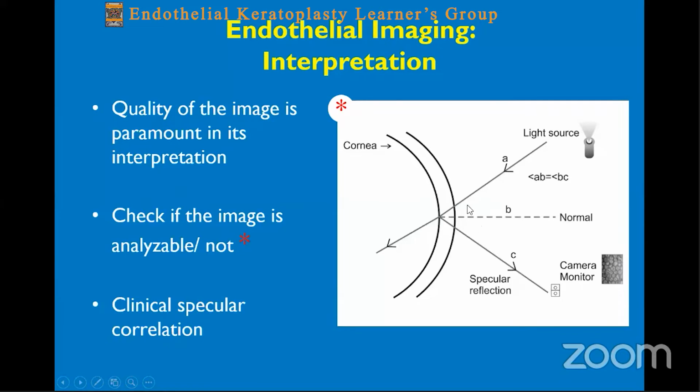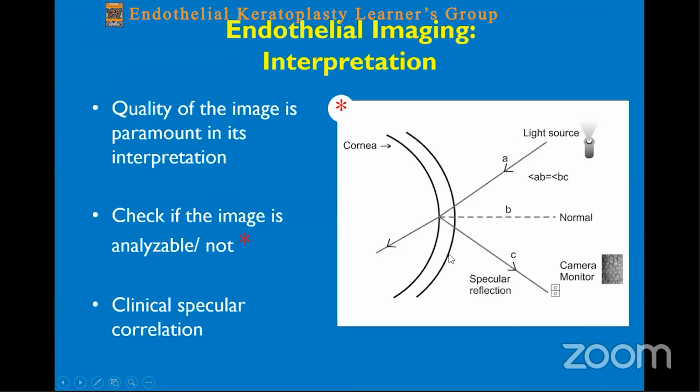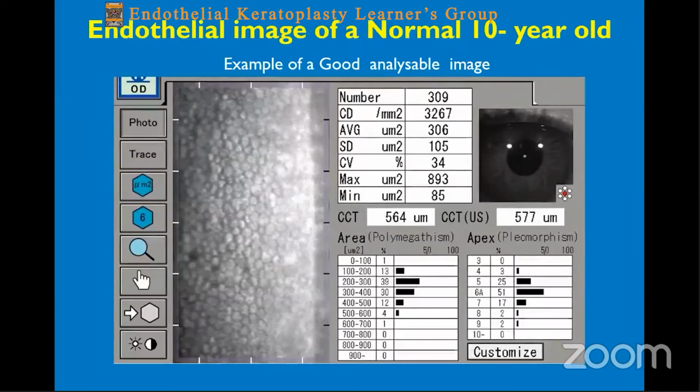Now, if there's anything in front of the endothelial layer, like the precorneal tear film, or edema in the stroma, or a haze on the precorneal tear film, all these things will affect the acquisition of the imaging, as a result of which the specular microscopy interpretation will not be very reliable. So when we see a specular image, we always have to check whether the images are of good quality to be analyzed, and thereafter do a clinical and specular correlation.